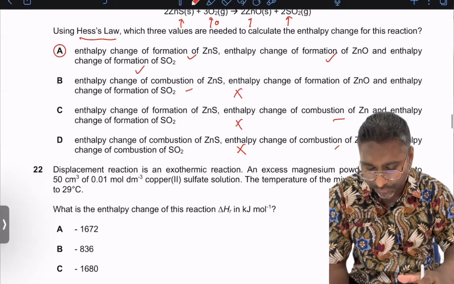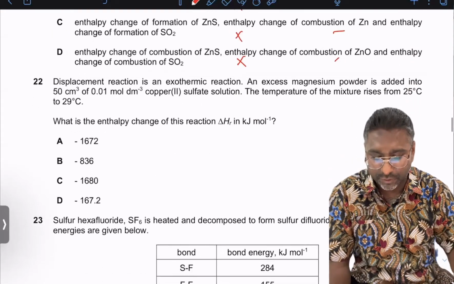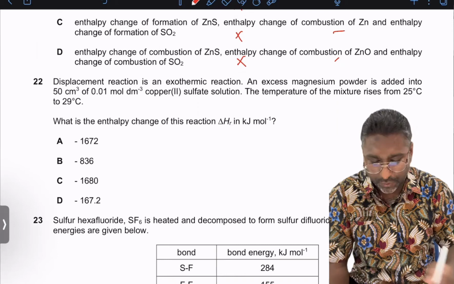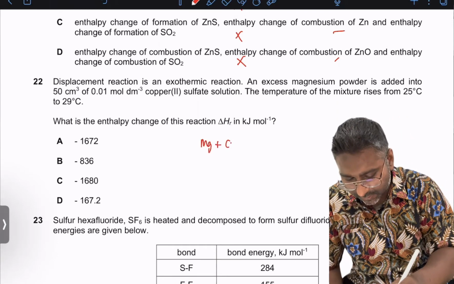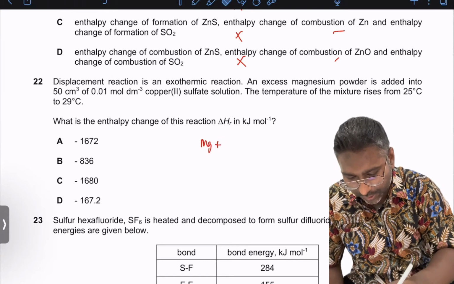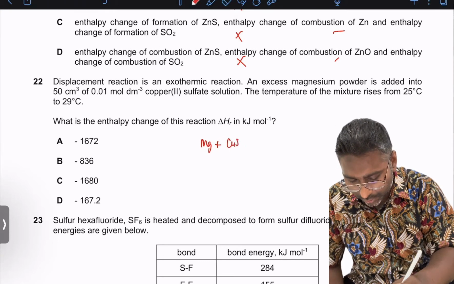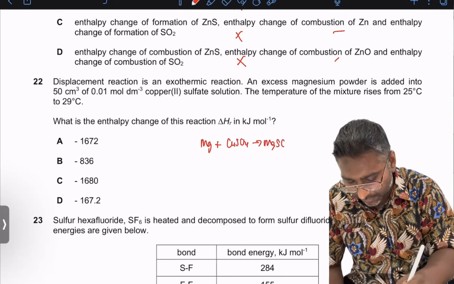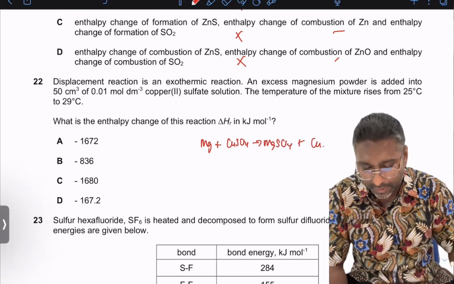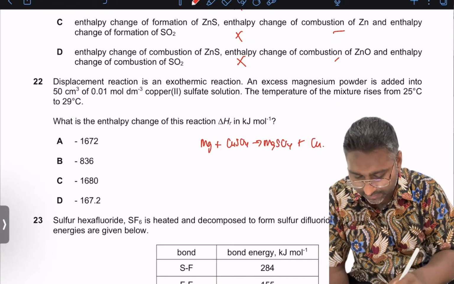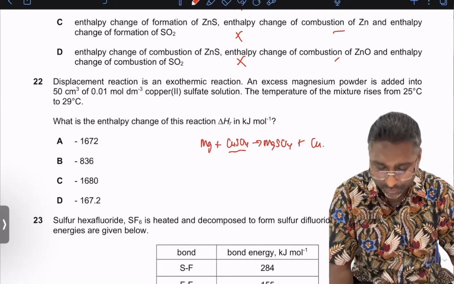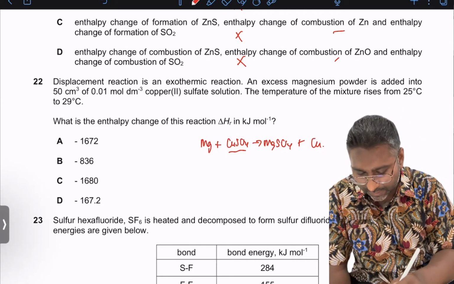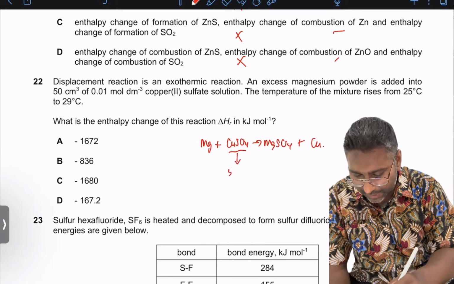Now number 22, displacement is an exothermic reaction, yeah. So if you have magnesium powder added to copper sulfate solution, what are you going to get? You are going to get magnesium sulfate plus copper. And then you can see what is going to be the number of moles that is going to be used up. The number of moles that is going to be used up over here is 50 times 0.01 divided by 1000.